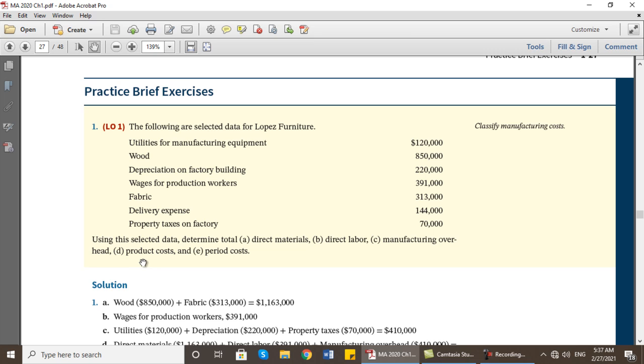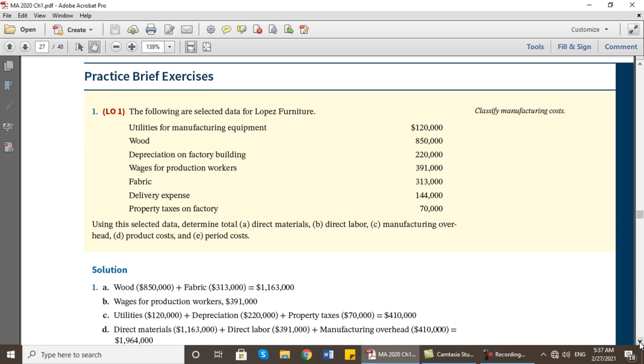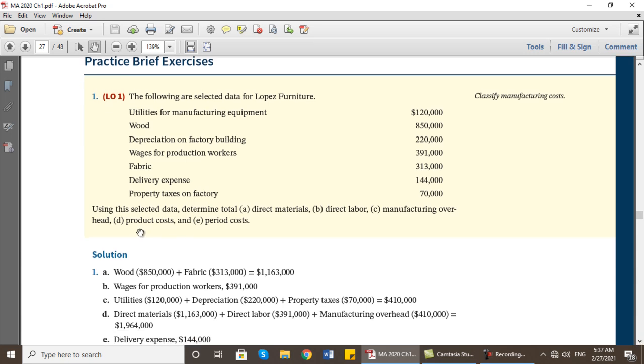D, product cost. Product cost, as you know, product cost 3 components: direct material, direct labor, and manufacturing overhead. So the product cost, we add direct material plus direct labor plus manufacturing overhead. Here's the product cost, 1,964,000.